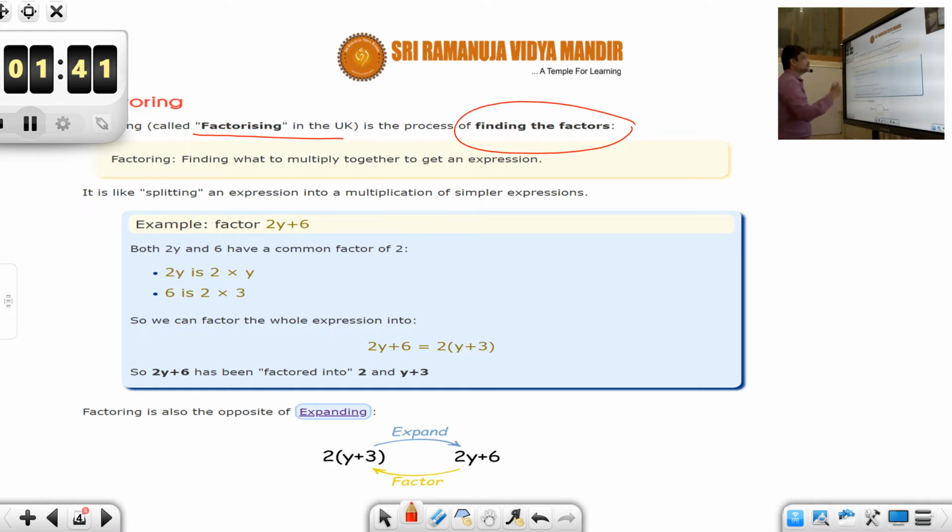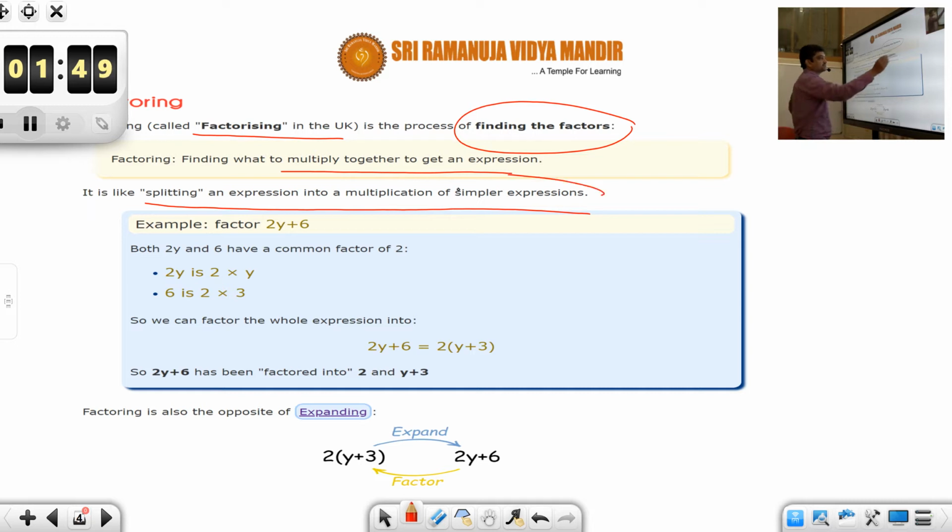So factoring is finding what to multiply together to get an expression. It is like splitting an expression into a multiplication of simpler expressions, meaning expressions with a lesser degree. So for example, factor 2y plus 6.